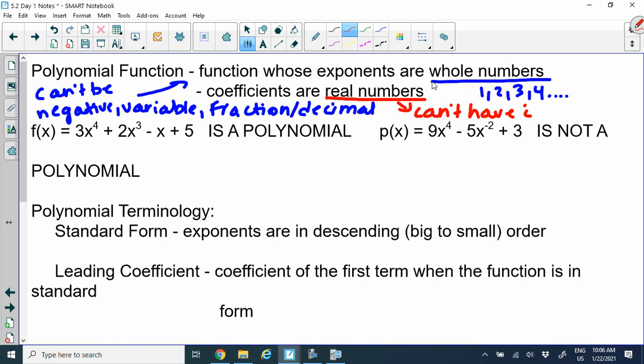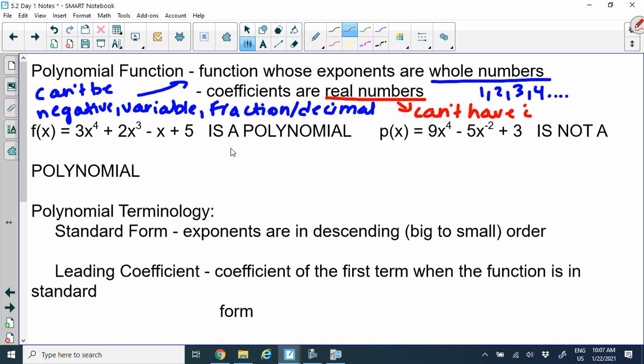Now the last thing, and really you won't see this too much, is that our a value, which we're going to be calling the leading coefficient, cannot equal 0. And really your leading coefficient is never going to be 0, okay?